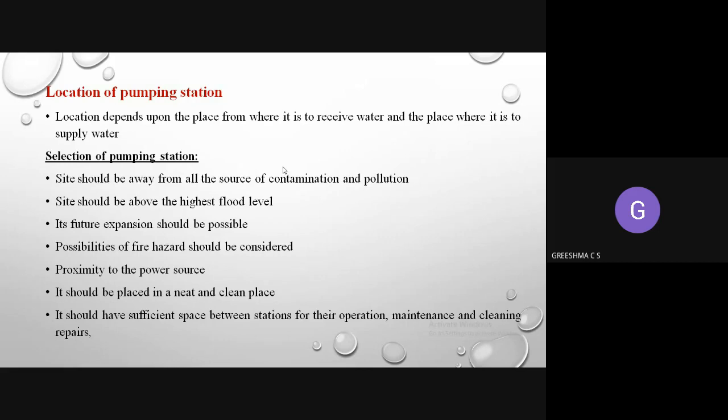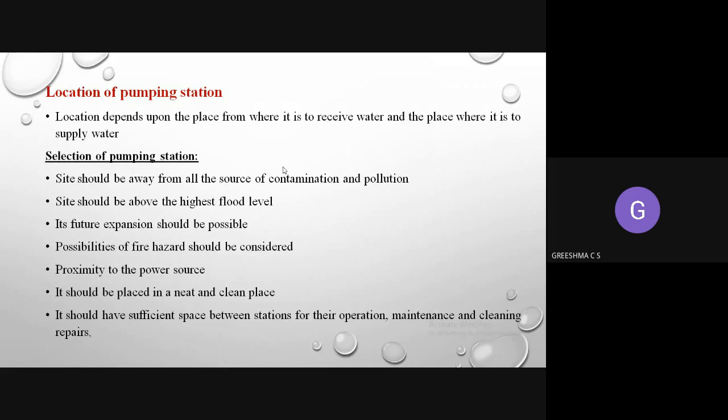So you have to locate the pumping station at an intermediate, convenient point between where the water is taken from and where the water is supplied to. Next one is the selection of the pumping site.